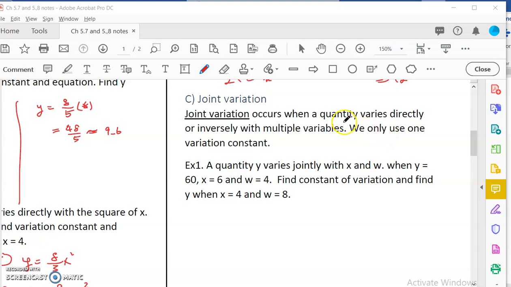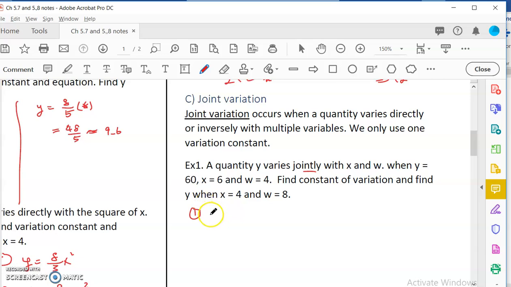We could have one quantity, but it varies with multiple, and some of them vary inversely, some of them directly. Now we do not add them. We use only one variation constant k, and it is all multiplying together. So it goes like this: a quantity y varies jointly with x and w. Okay, jointly with. They didn't say anything about inverse, so you do the same.